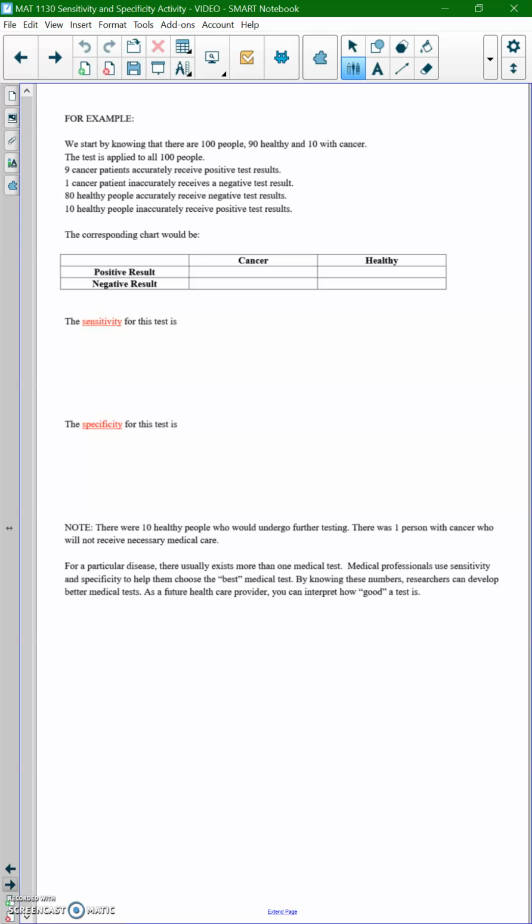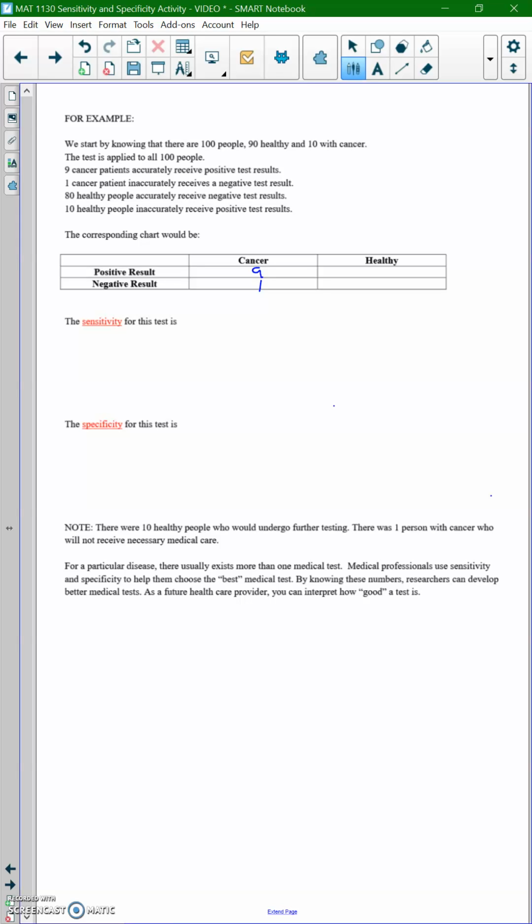Nine of the cancer patients accurately receive positive test results. So if we look at where this is going to go in the table, these 9 people had cancer and they accurately received a positive result. That was a correct decision. And so cancer and positive result, we're going to put a 9 there. Next up, we have one cancer patient who inaccurately received a negative result. So this was a cancer patient who received a negative result. We've got one person that fell into that box.